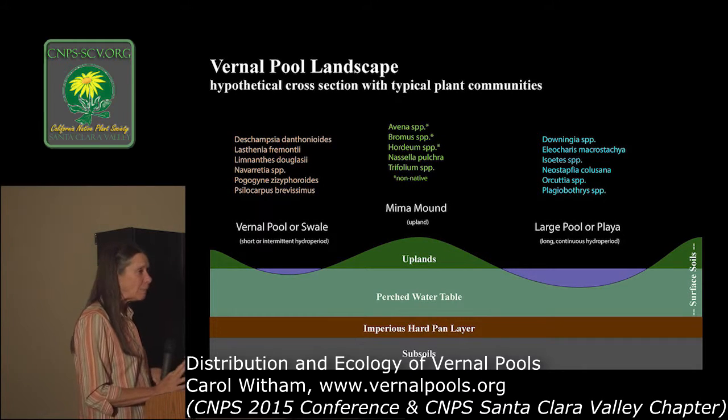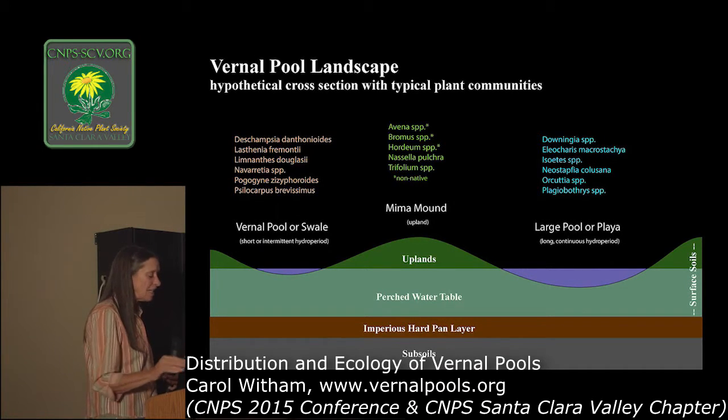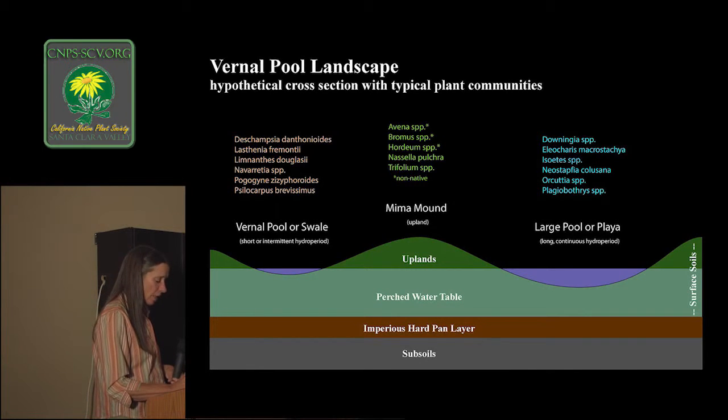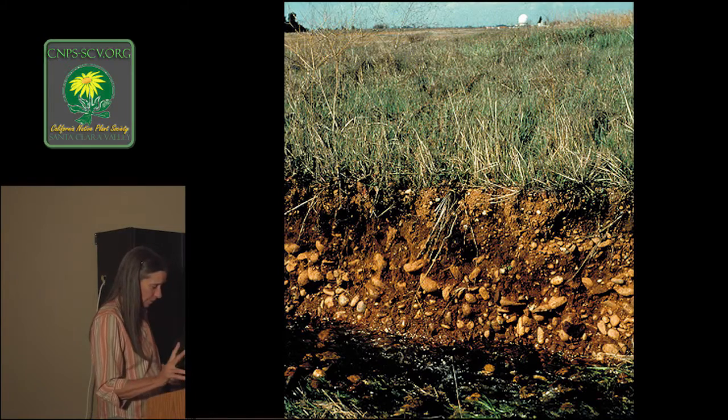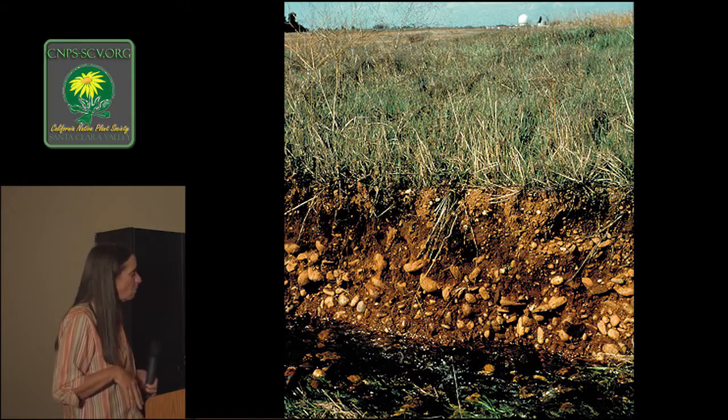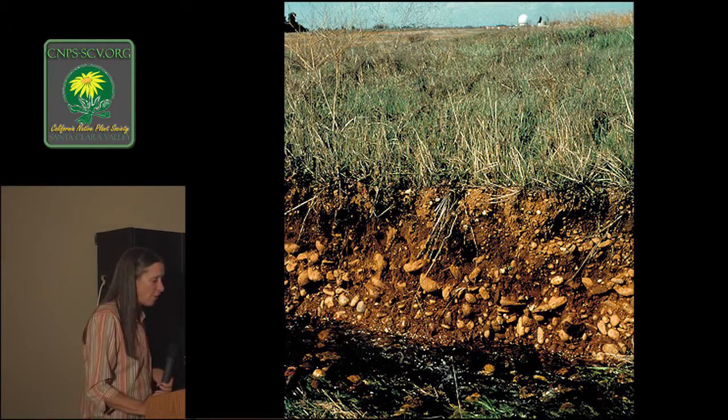This is a really simple diagram. It shows this sort of continuous impervious hardpan layer. That's really not what it looks like. This is a shallow stream cut that's going through part of a vernal pool landscape in eastern Sacramento County.